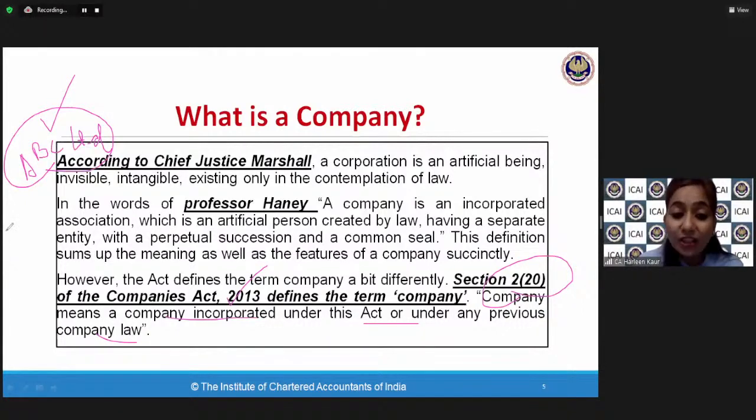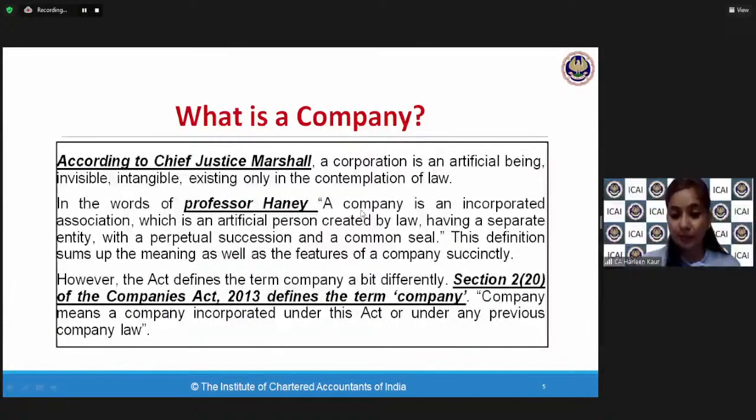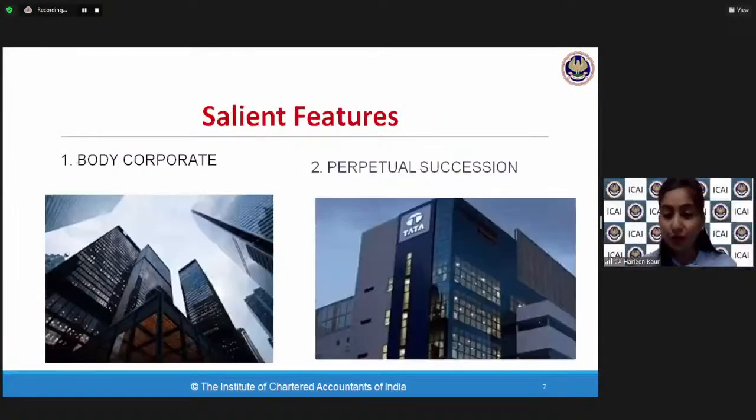But what actually is a company has been very beautifully defined by Chief Justice Marshall and by Professor Hen. So this is the entire definition around which we are going to discuss the features of a company. I hope the definition is very well clear to all of you. Now let's move to the salient features. So these are the characteristics.